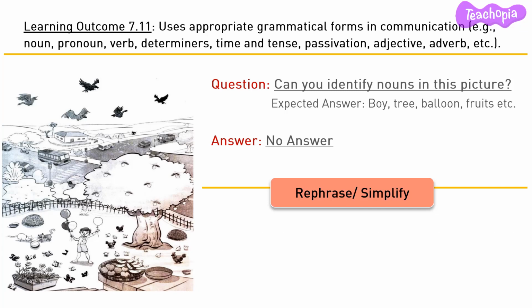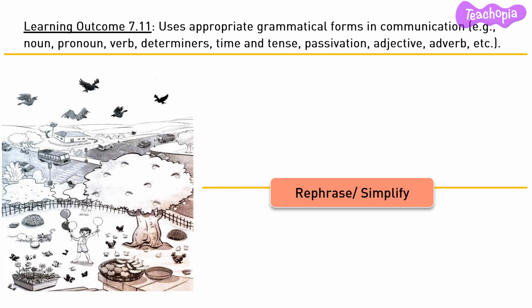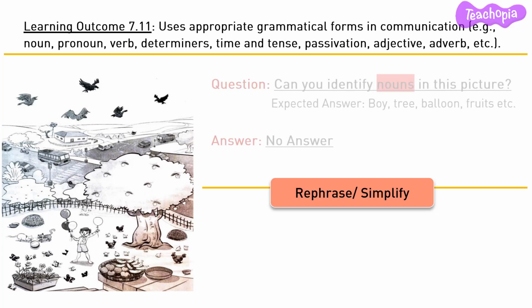So what I will do, or what the teacher will do, is break down certain complicated words in the question into simpler words. For example, in this question, the word noun could be complex, or maybe the child does not know what a noun is. So what can I do? I will try to break the word noun down into simpler, more relatable words for them. And I will say, can you tell me the names of any person or object that you see in the picture?